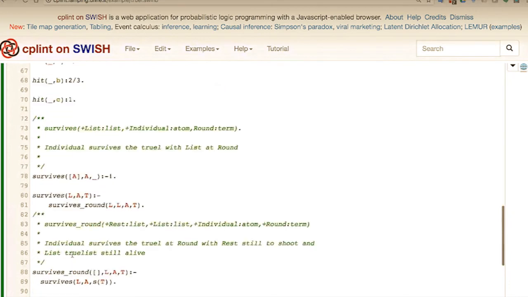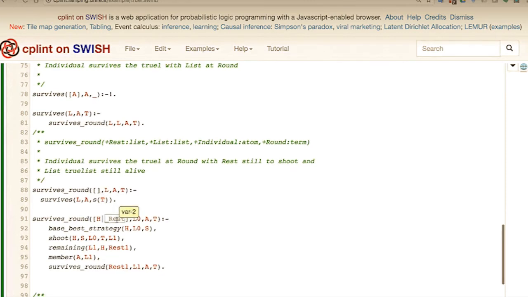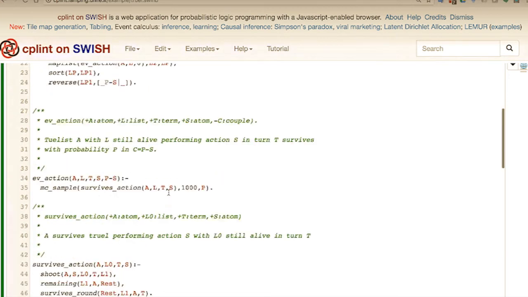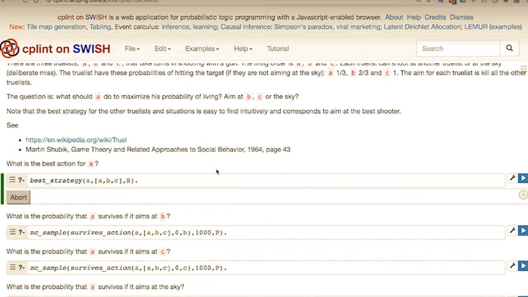And then you have the definition of survives round, which ensures that player A survives the following rounds. And then you have the base strategy, which is the strategy for all the players except for A in the first turn. This is because the strategy for all players except for player A can be decided simply by a short argument. In fact, for all players except A, the best strategy is to shoot at the best shooter remaining, okay? So if we want to compute what is the best strategy for A, we can run this query and get that S will take the value.